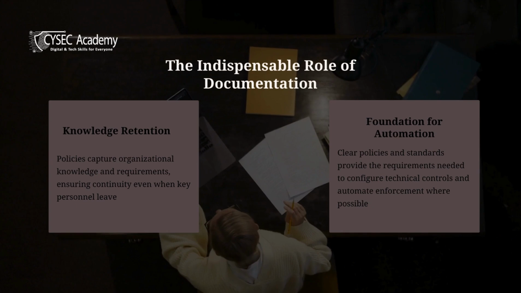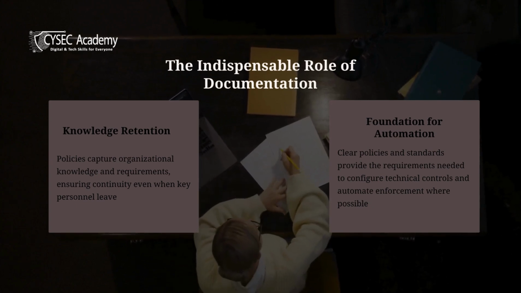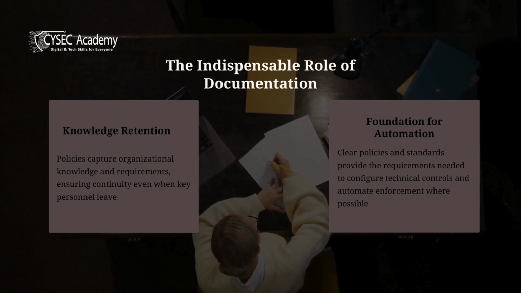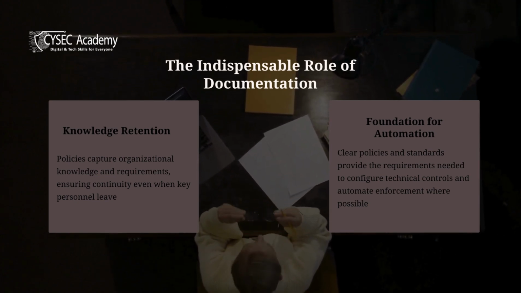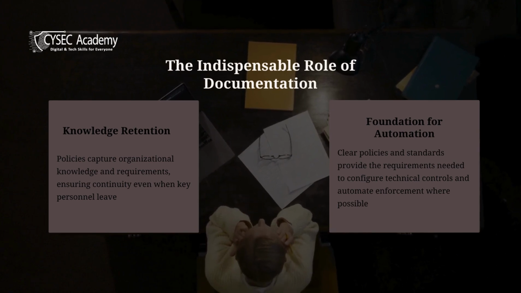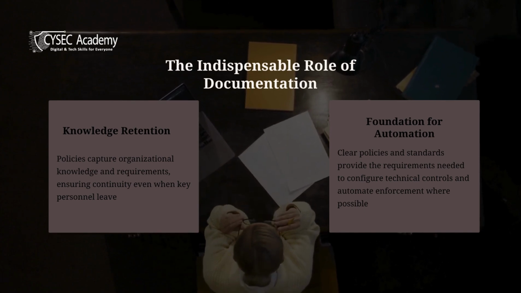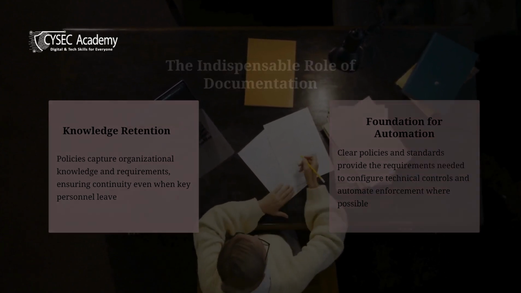8. Foundation for automation. Clear policies and standards provide the requirements needed to configure technical controls and automate enforcement where possible. Simply put, if it isn't written down, approved, and communicated, it's not a reliable organizational requirement. Documentation transforms intentions into actionable and enforceable rules.